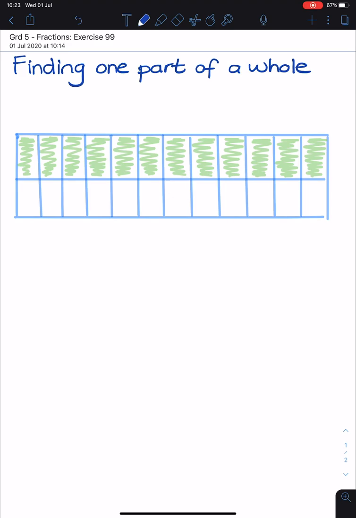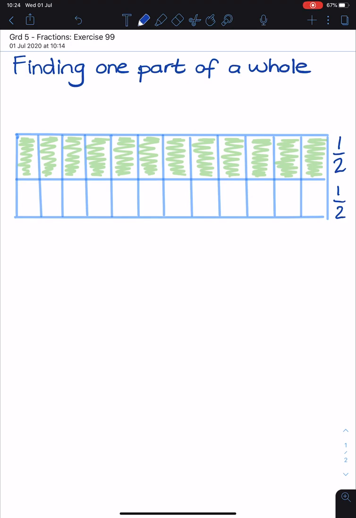Now, if there are two children who want to share this block of chocolate, how do they go about it? What fraction of the slab of chocolate does each child get? Well, you will notice that I've coloured the top row of blocks green and the bottom row are white. If I were to break this chocolate bar in half, the top row would be half a slab and the bottom row would be half of the slab. They would have an equal amount of chocolate each.